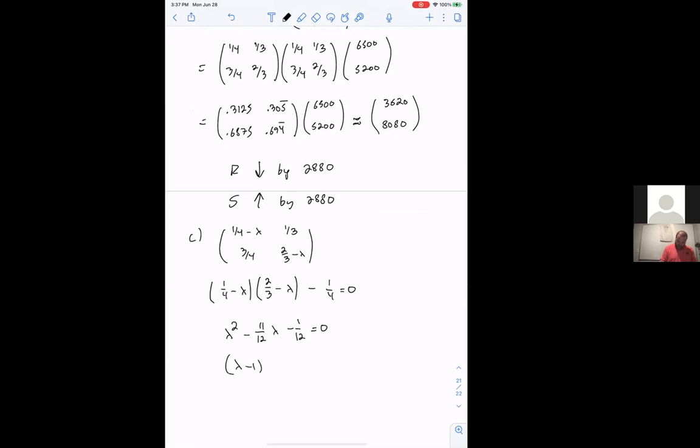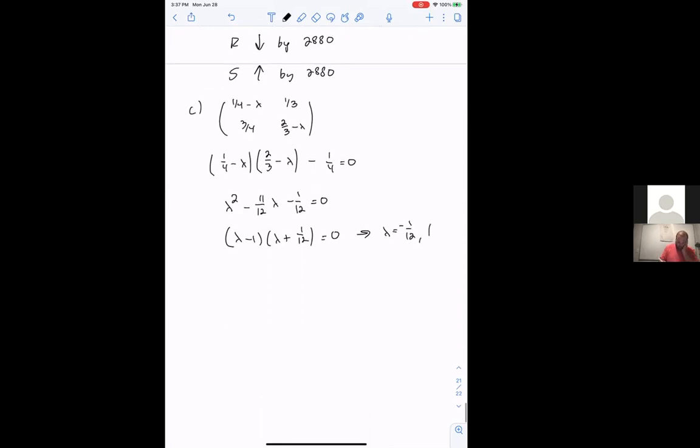I know 1 is going to be 1, so the other one has to be plus 1/12, which I see works. So I get lambda equals negative 1/12 and 1. If I do lambda equals negative 1/12, I get 1/4 minus negative 1/12 or plus 1/12. That's going to be 1/3, 1/3, 3/4, 3/4 acting on x, y is equal to 0, 0. That gives me 1, negative 1.